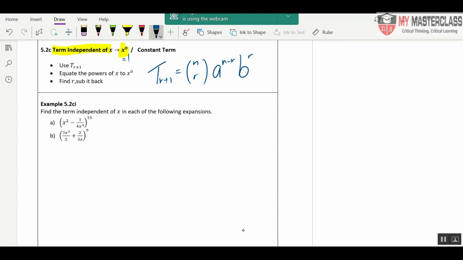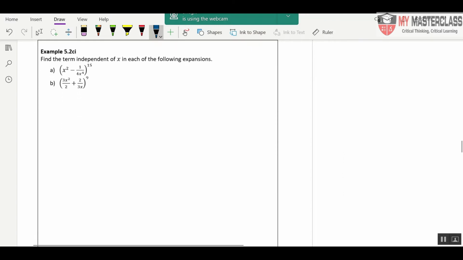Then equate the power, same thing. When we do Tr plus 1, we equate the power to x to the power of something. So this one is just equating to x to the power 0. Find r and then substitute back. So I try to find the term independent of x in each of the following.